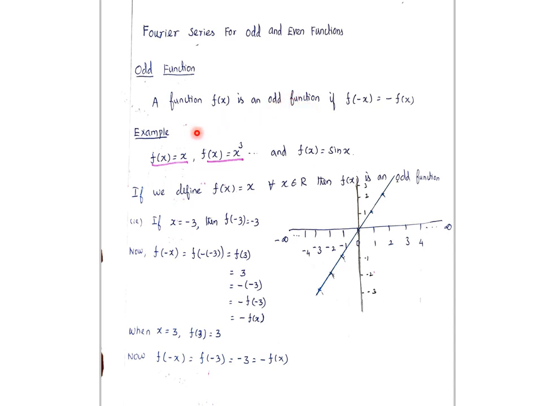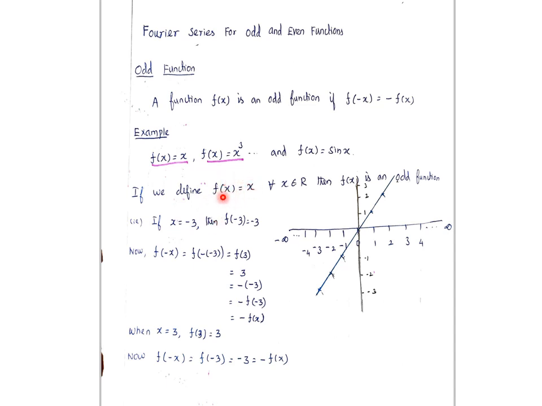Now we can give simple examples of odd functions. f of x equals x is an example of an odd function. How can we say f of x equals x is an odd function? Let us take the domain R as the set of all real numbers. If we take x as a negative value, in particular x equal to minus 3, and we are defining the function f of x equals x.